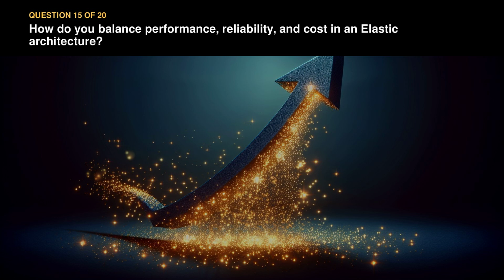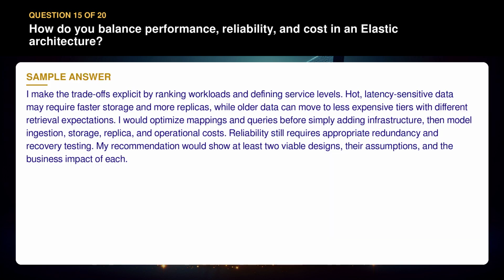Question 15. How do you balance performance, reliability, and cost in an Elastic architecture? I make the trade-offs explicit by ranking workloads and defining service levels. Hot, latency-sensitive data may require faster storage and more replicas, while older data can move to less expensive tiers with different retrieval expectations. I would optimize mappings and queries before simply adding infrastructure, then model ingestion, storage, replica, and operational costs. Reliability still requires appropriate redundancy and recovery testing.